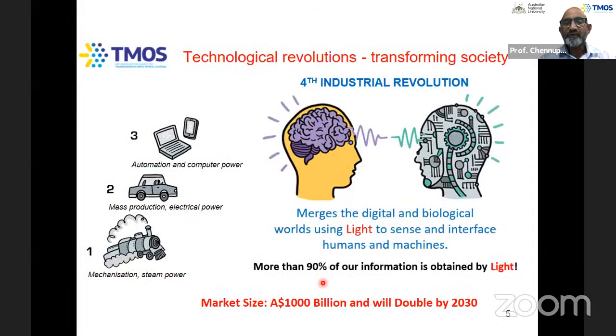Before I proceed further, in terms of the fourth industrial revolution, we all know about the first industrial revolution, where steam power led to mechanization, the second, where electrical power led to mass production, and the third, where computer power led to automation. For the fourth industrial revolution, people are predicting that the digital world and the biological world will come together. Most of this communication could be through light, and the sensing and interaction of light between humans and machines, because we receive 90% of our information via light. Light-based technologies currently are about $1 trillion, and people are predicting that by 2030 or so, they'll double.